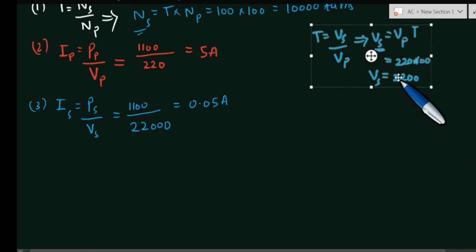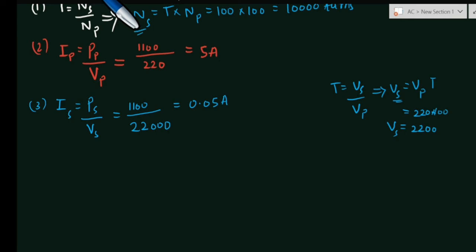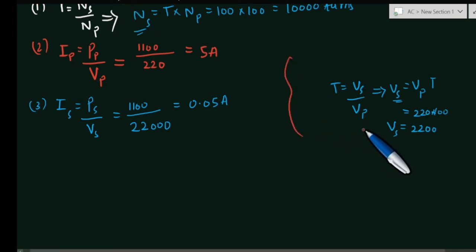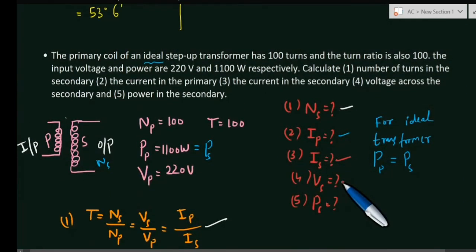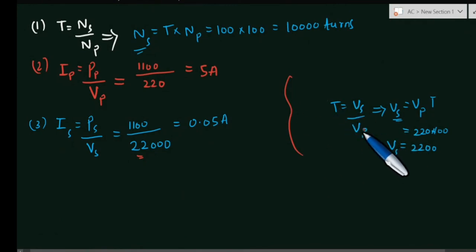Okay, next they are asking, so from this one only we got the value of Vs, and next they are asking what is the value of Vs and later Ps. Vs is already found just now. So this is the value of Vs. This is the fourth one. And next we will calculate the fifth one. The fifth one, they are asking what is Ps.